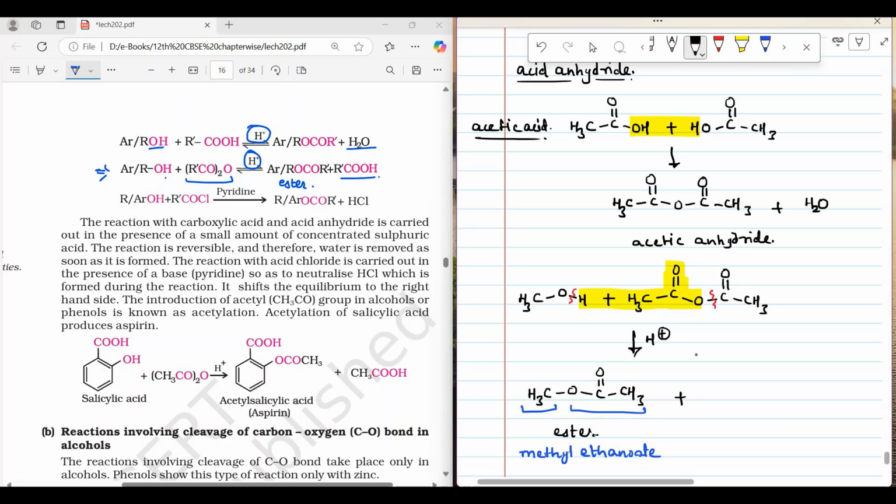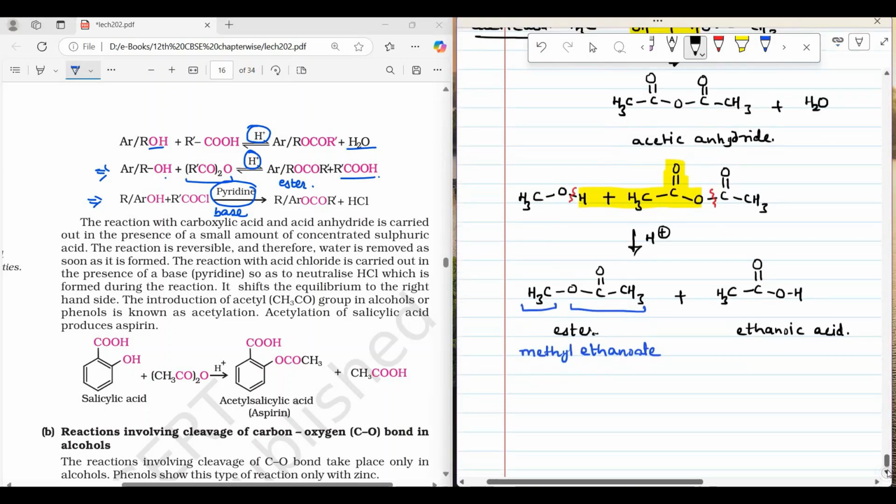And draw the structure of byproduct. So here byproduct will be CH3 C double bond O OH. So this is ethanoic acid. This ethanoic acid will be removed in the form of byproduct. Now come to the third reaction. In the third reaction, here aliphatic alcohol or aromatic alcohol reacts with acid chloride in presence of pyridine. Pyridine is a base. It gives ester and HCl is removed in the form of byproduct.